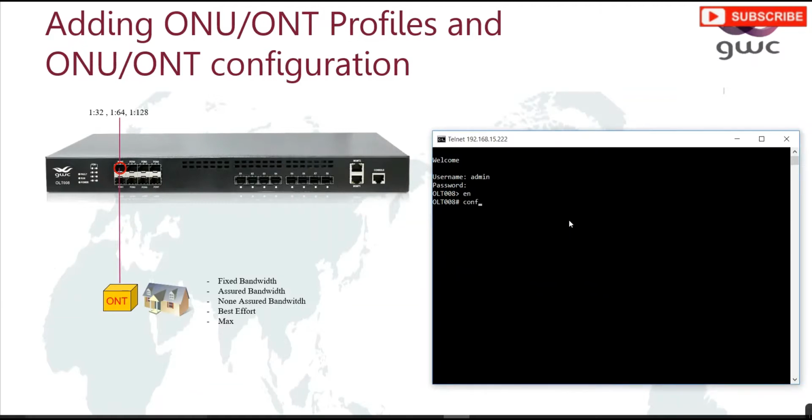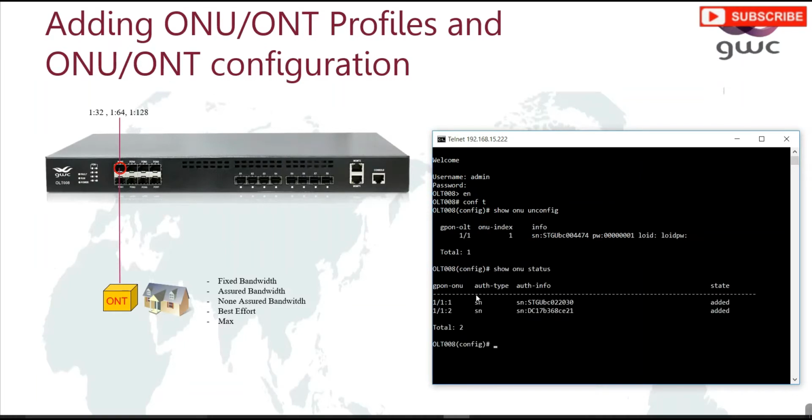Log into OLT and enter global configuration mode. Check again the status of the unconfigured ONU device. To do this, enter the following commands: show ONU unconfig and show ONU status. You can see that there is already an ONU device added. Now let's add the unconfigured ONU device.